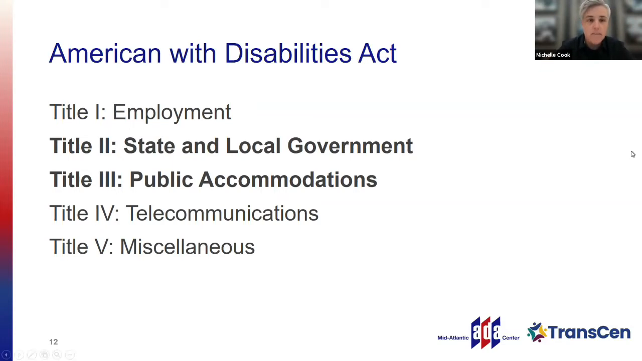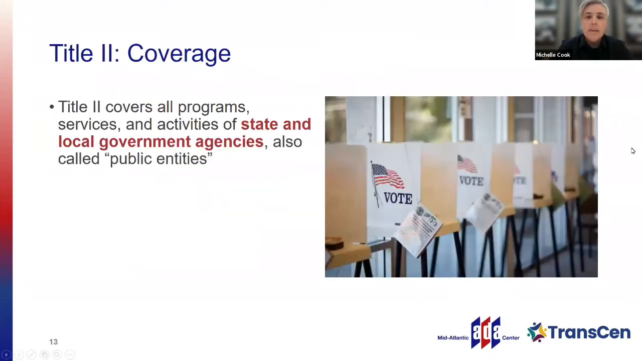Next slide, 13. Title II covers all programs, services, and activities of state and local government agencies, also called public entities, as I mentioned before. So if you are joining us today from a state or local government agency, you are covered under Title II of the ADA. Next slide, 14.